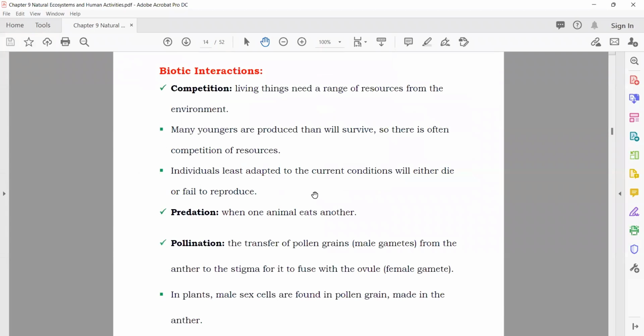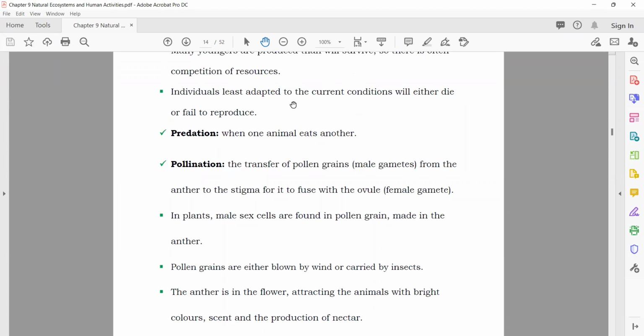After that, biotic interaction. When living organisms are in an ecosystem, they compete to survive, because those which are stronger, physique-wise, can survive in a hard habitat or harsh weather conditions, so they stay alive while others will die. Predators are those that eat others, the consumers.